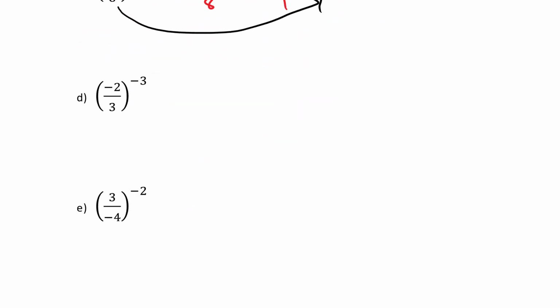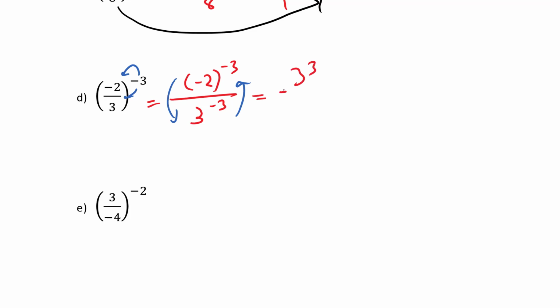D and E now. Let's distribute. Notice the brackets are around the 2 and the minus sign. We will flip it to bring this up to the top to make it positive and bring this down to the bottom to make that positive. 3 to the 3, minus 2 to the 3. 3 cubed is 27. Minus 2 times minus 2 is positive 4, times minus 2 is minus 8. This gives me minus 27 over 8.